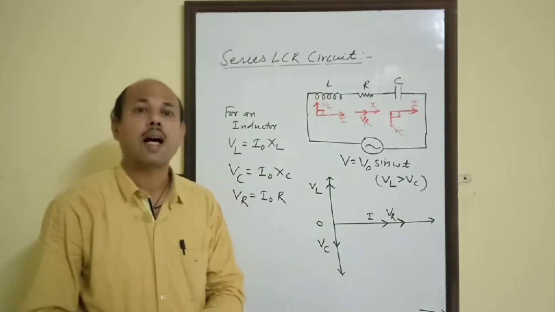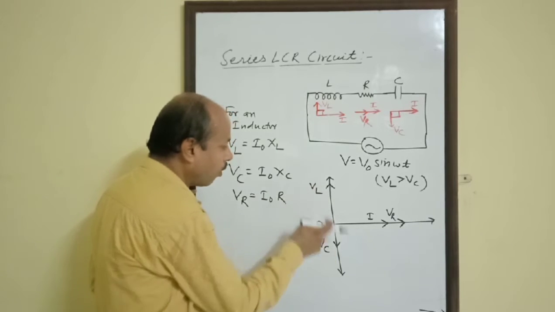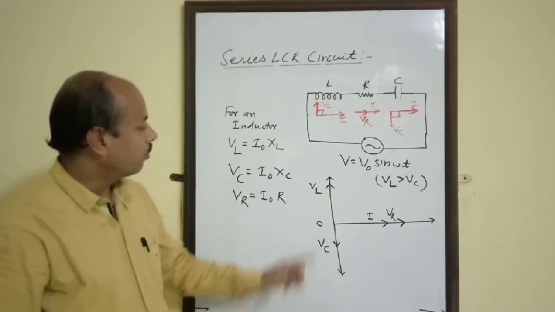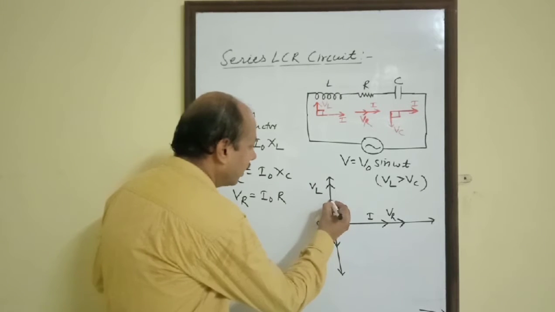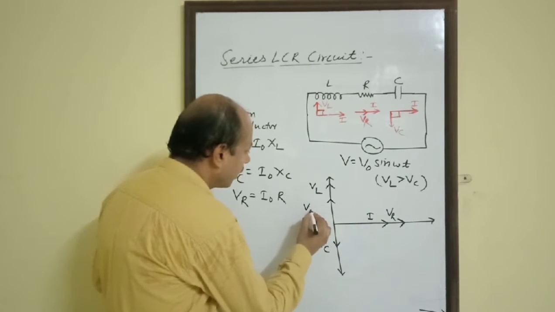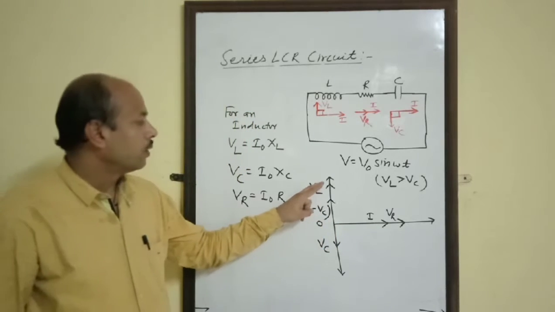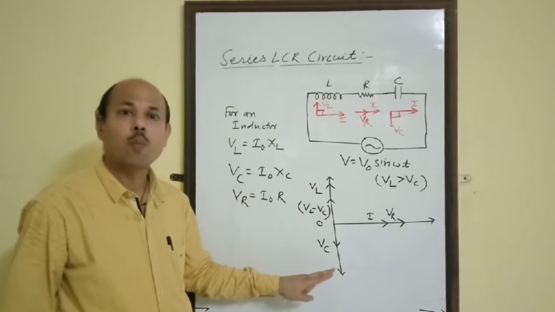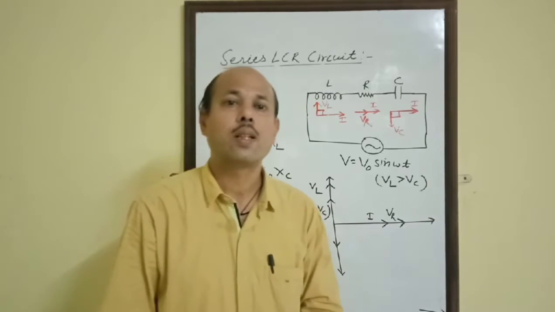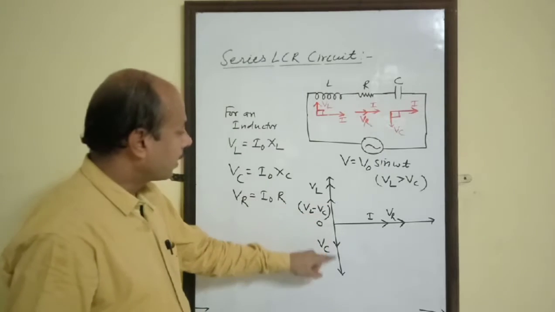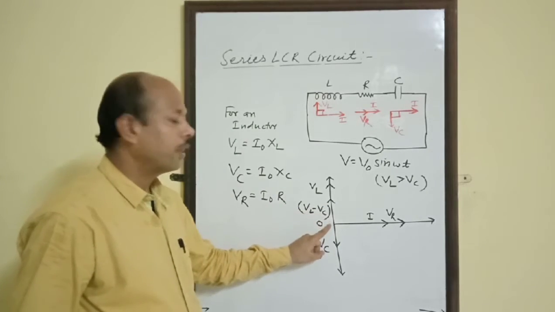we can consider as three vectors. Since these two vectors are oppositely directed, the resultant of these two vectors we can write here, and that we have to represent by VL minus VC, because these two vectors are oppositely directed, and we know that whenever two vectors are oppositely directed, their resultant will be the difference of these two. That's why it is VL minus VC.